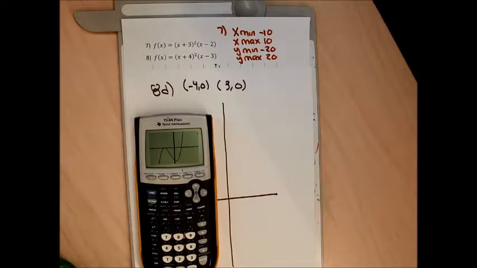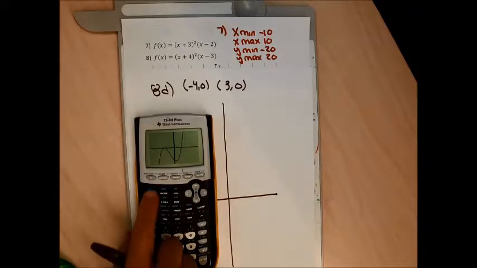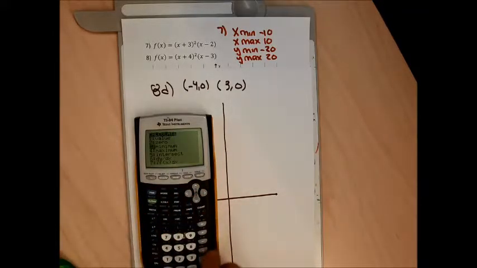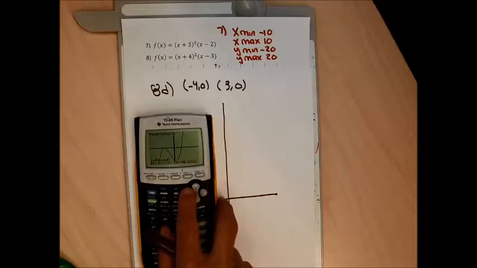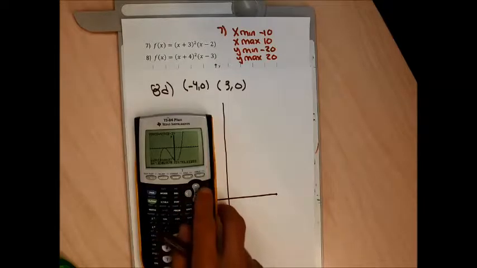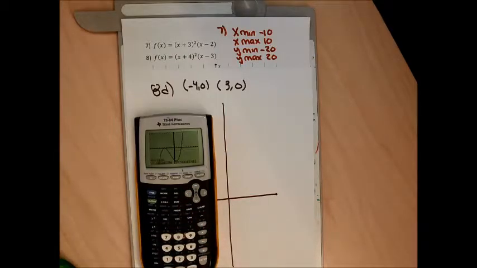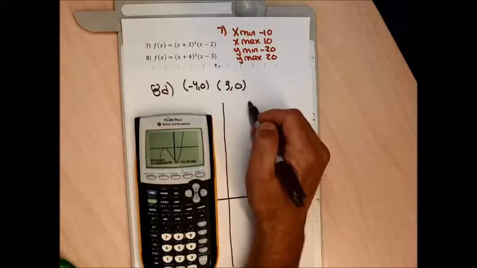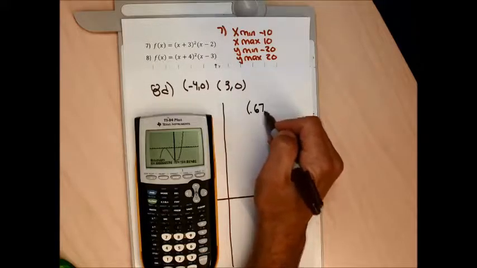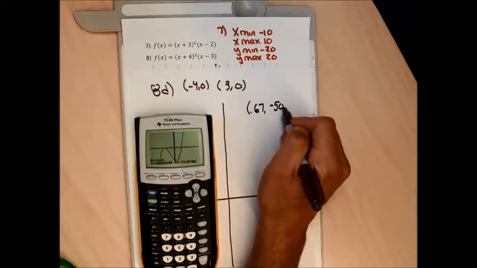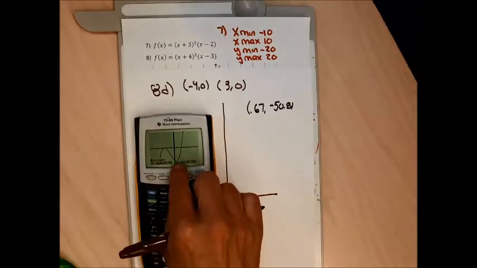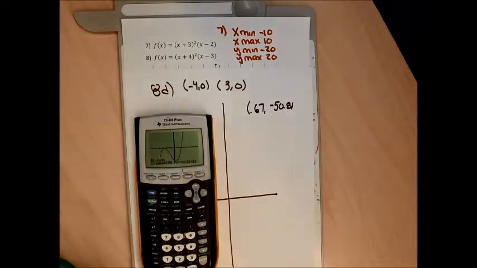Alright, so there's a turning point at negative 4, 0. There's an x-intercept at 3, 0. I need to get that turning point. That's a minimum. So I go second calc, minimum. Trace to the left of that low point, hit enter. Trace to the right of that low point and hit enter. And trace to that low point and hit enter. Yeah, what a horrible number. So it's 0.67 comma negative 50.81 for the extra turning point, along with the point negative 4, 0.